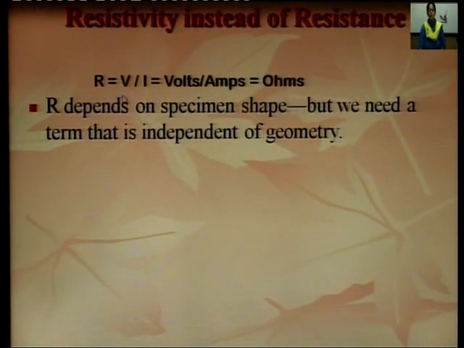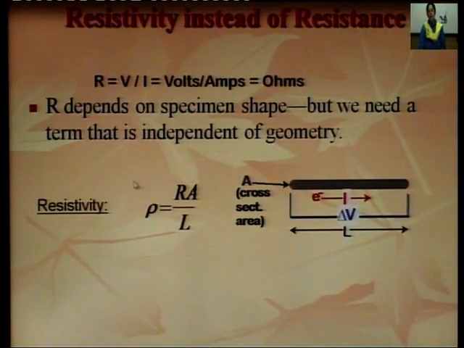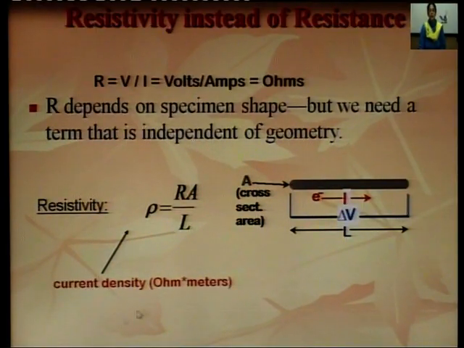So from Ohm's law, we know that R is V upon I, or V is equal to IR. So resistance R is given as V upon I. V is measured in volts, current is measured in amperes. So this volt upon ampere is equal to ohms. R depends upon specimen shape, but we need a term that is independent of geometry. So this is rho. In the previous slide we saw that R is also given as rho L upon A. So from that expression, rho is R A upon L. Here rho is resistivity, R is resistance, A is area of cross section, and L is length of the conductor. So rho, resistivity, is measured in ohm into meter.